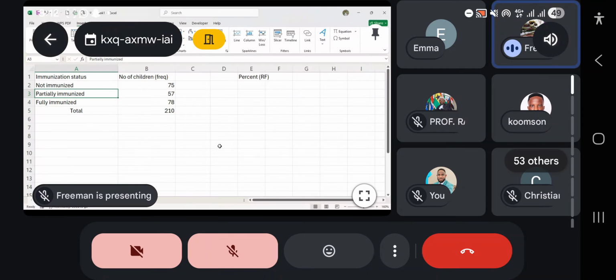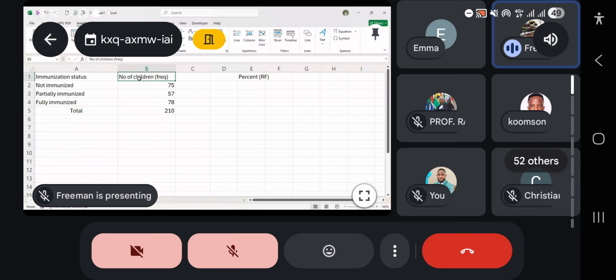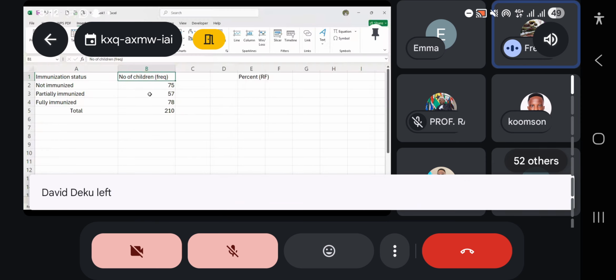You have to use your protractor and compass, but we can't do that now. We'll use the computer to do this one. The first thing is to find the total frequency. The number of children is the same as the frequency. So the total frequency is 210.